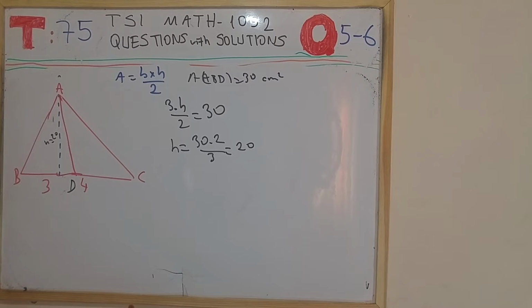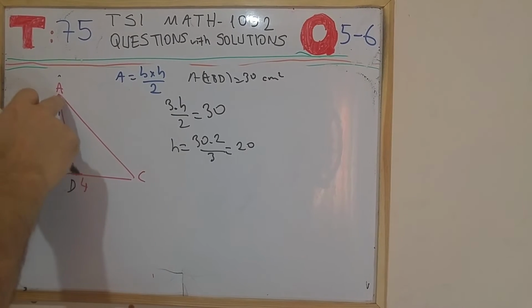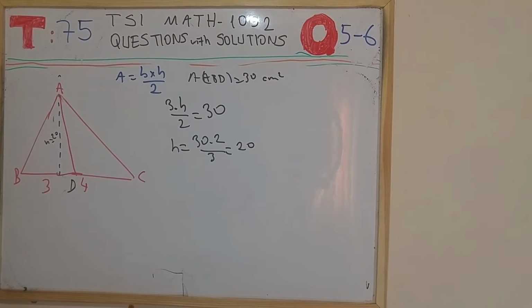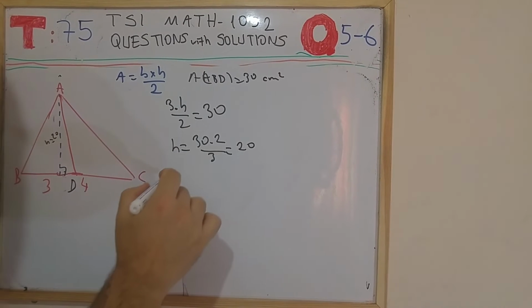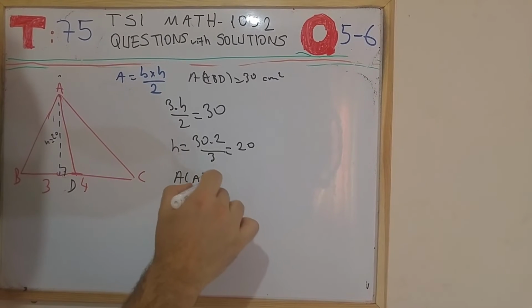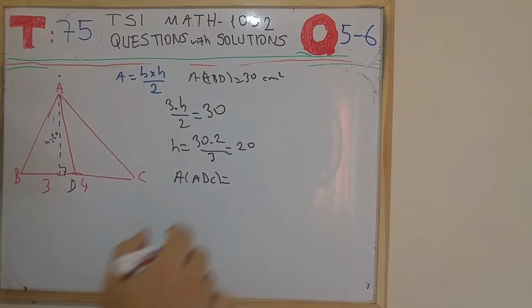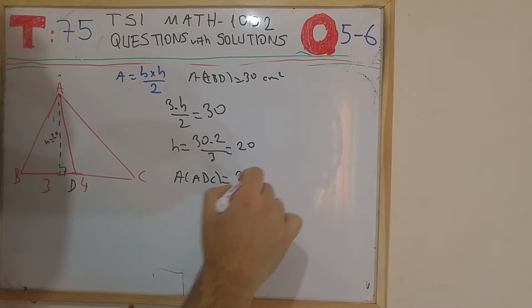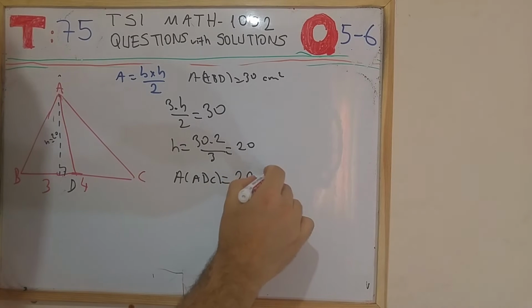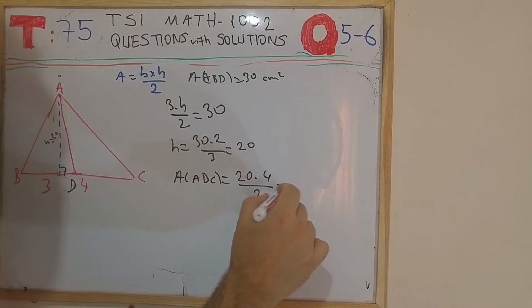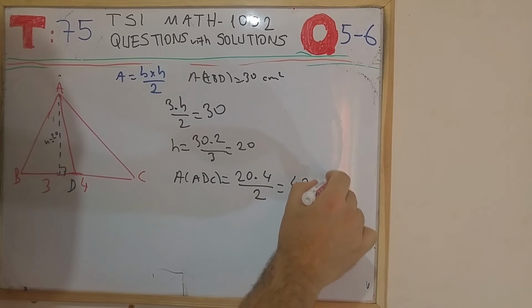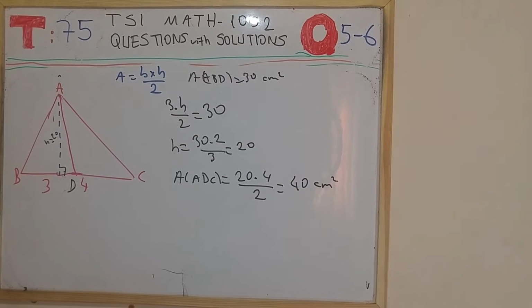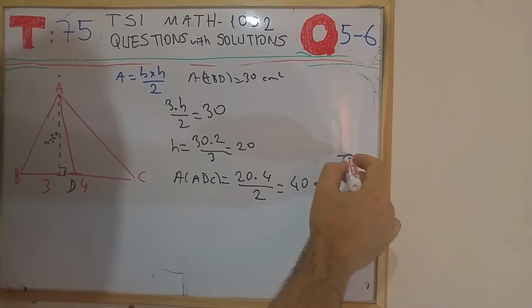Let's find out the area of ADC now. ADC, this triangle. Since this is perpendicular, the height is equal to this height. So this is the identical height. For ADC, what I need to find out is only the area. Height is equal to 20, and the base is equal to 4, divided by 2. This is equal to 40 square centimeter. This is the answer for question number 5.